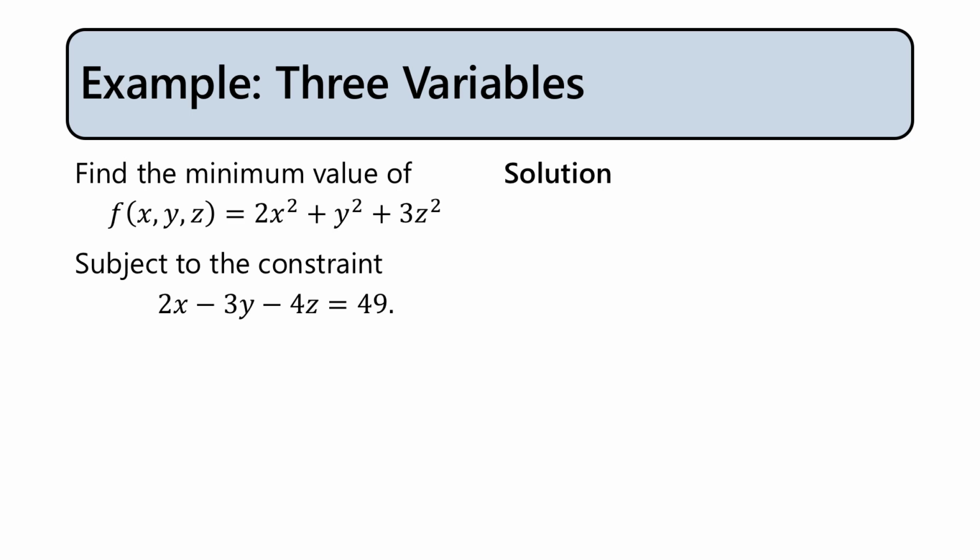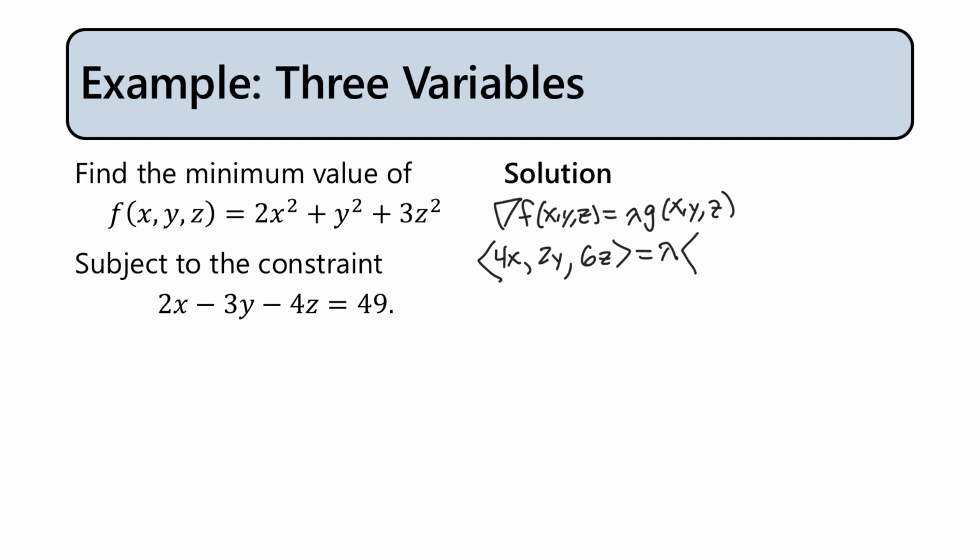So let's look at one where we have 3 variables, but we still only have a singular constraint. So here we've got 3 variables, but we're still constrained to one equation. We're just going to jump in. We're just trying to solve f of x, y, z is equal to lambda g of x, y, z. So on the left-hand side, we're going to have 4x, and then for y, we're going to have 2y, and then we're going to have 6z. So that's going to be the gradient of f, and then lambda times the gradient of g.